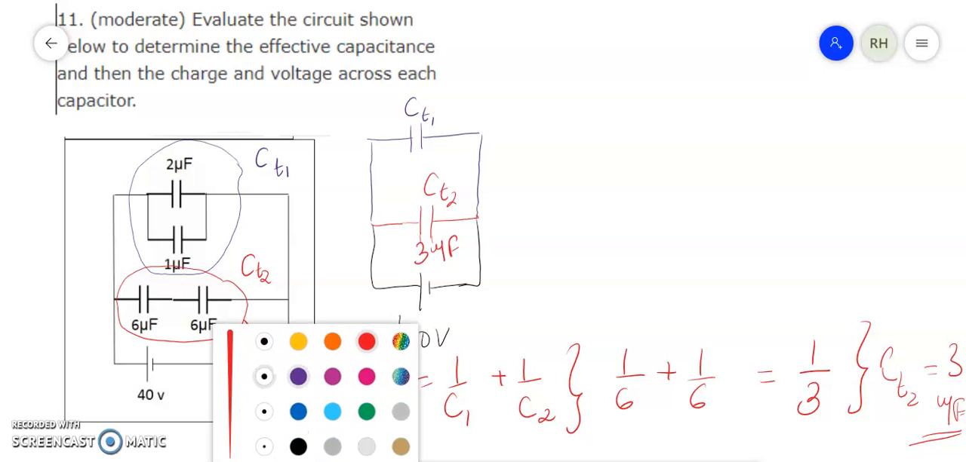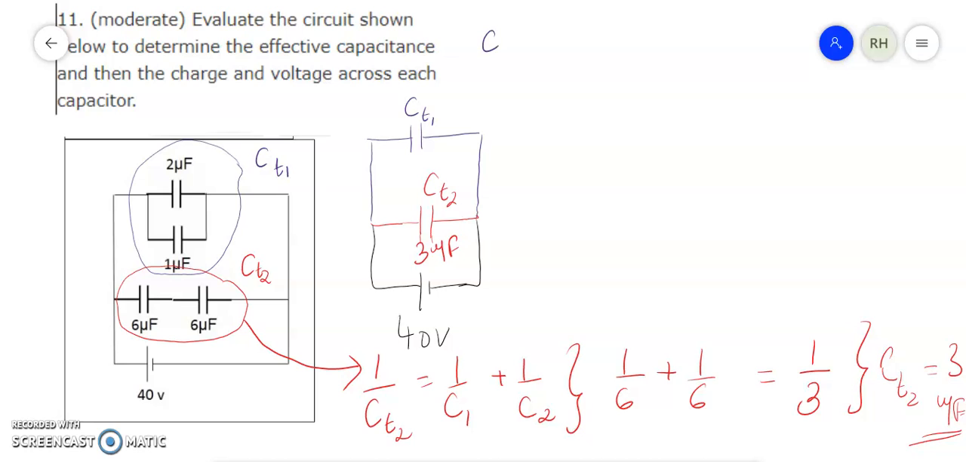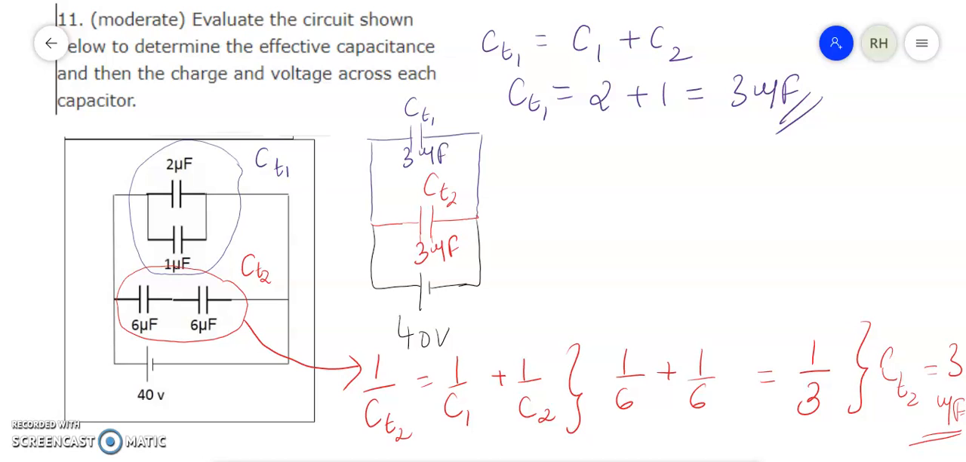Now what about the other one? The first one, which is the parallel one. The formula for parallel is directly the opposite of resistors in a parallel circuit. So CT1 is equal to C1 plus C2 directly, and you're going to get 2 microfarad plus 1 microfarad, which is 3 microfarad. So that's your answer for CT1. So now you have broken this into one capacitance. Now you have simplified the circuit into a simpler version.